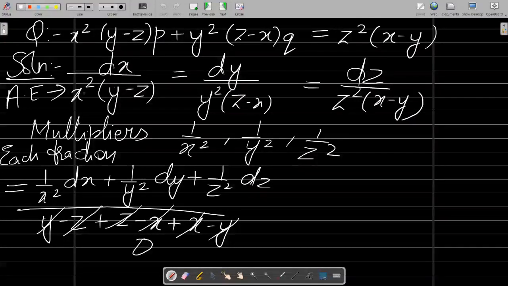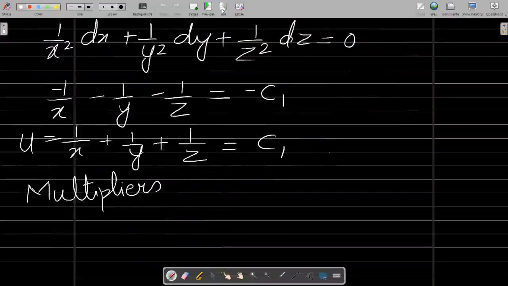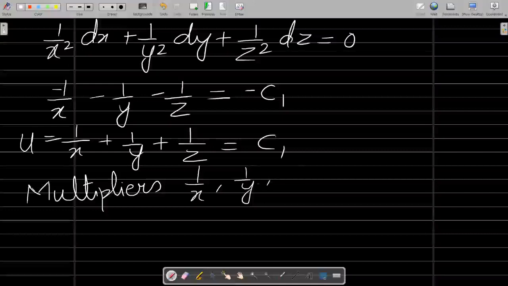Now we have to find one more term. So possibly choose 1 by x, 1 by y, 1 by z. Then what will happen is x will get cancelled. Here there will be xy minus xz. Here y will get cancelled. If I choose 1 by y as the second multiplier, then we will be left with yz minus yx. Similarly, if I multiply this by 1 by z, then what will happen is zx minus zy. Then also the same cancellation will work. Okay, so I'm going to try the multipliers 1 by x, 1 by y, 1 by z.